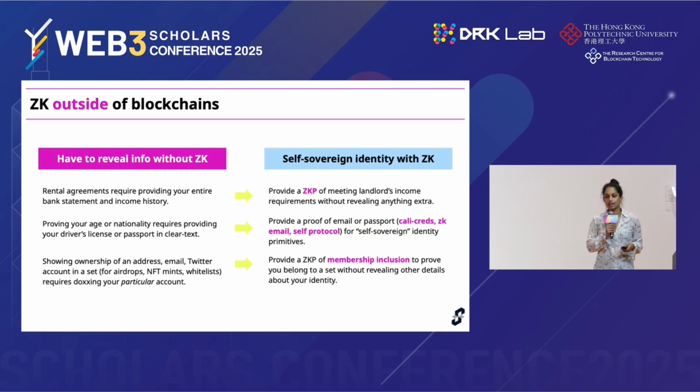And similarly, today, if you want to show ownership over an on-chain address, email, Twitter, in a set of accounts, for example, for airdrops or NFT mints or whitelists, you have to prove ownership of a specific account. And then that identity can be tied to your resulting on-chain identity. But with the zero-knowledge proof, you could instead prove a membership inclusion where you show you're part of a set without revealing who exactly you are in that set.